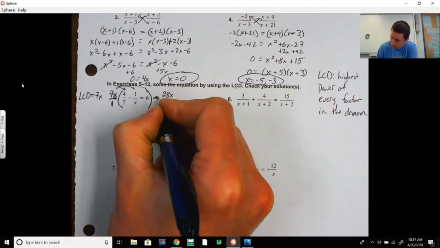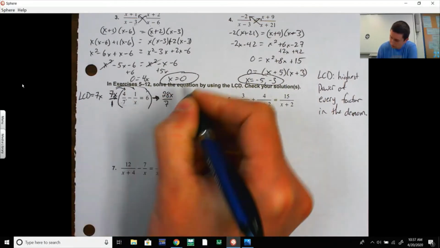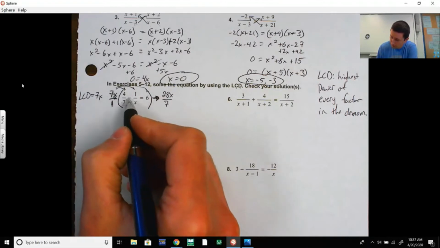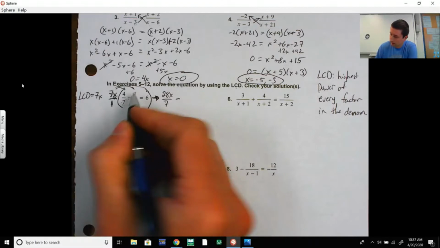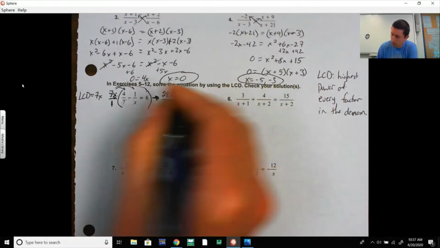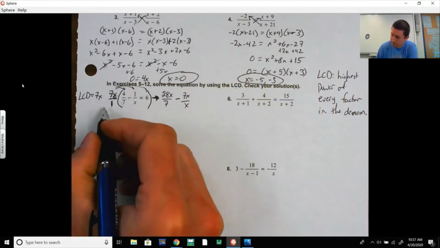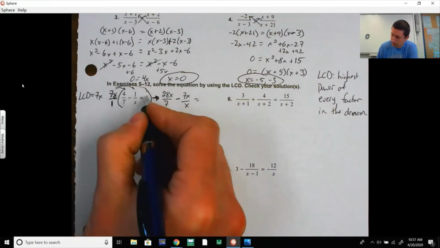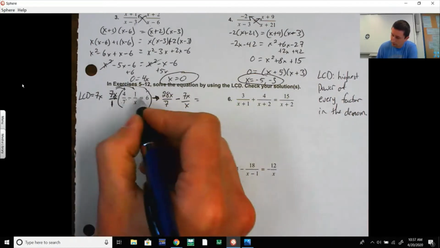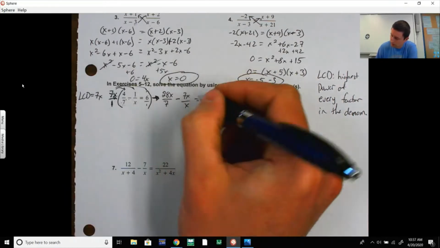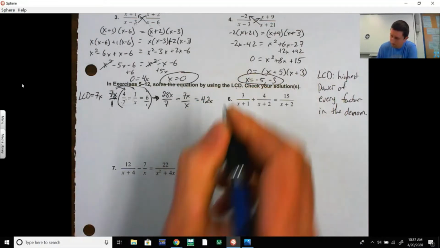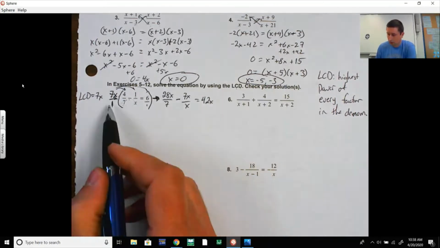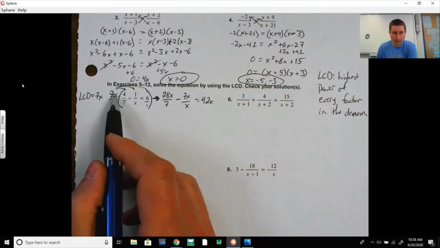Okay, so here we go. 7x over 1 minus, so we have a minus sign, 1 over x. So 7x times 1 is 7x. 1 times x is x. And don't forget the equal sign. And 7x over 1 times 6 over 1 would be 42x.